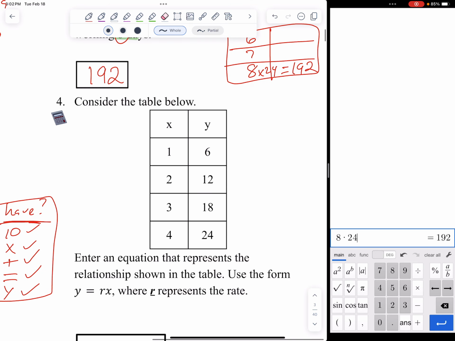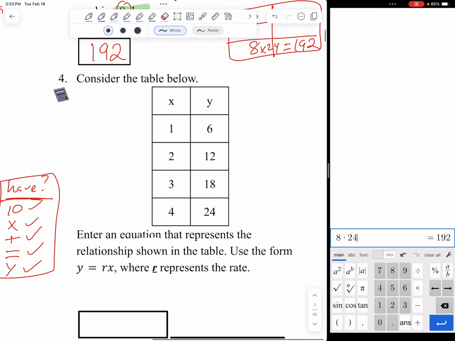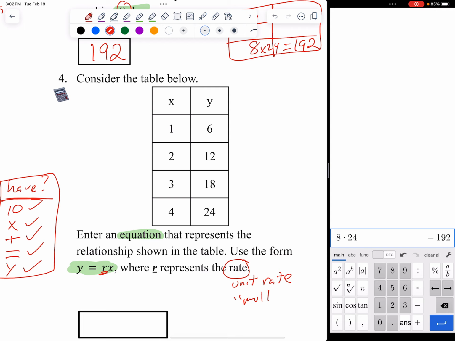Consider the table below. Enter an equation. I better have an equal sign. And they gave me the equation, the way it's supposed to look. So enter an equation that represents the relationship shown on the table. Use the form y equals rx. And what did I say earlier? Where r represents the rate. In this case, it's the unit rate, aka your multiplier. And you'll see what I mean in a little bit. Okay, it's all connected. Big lesson here.